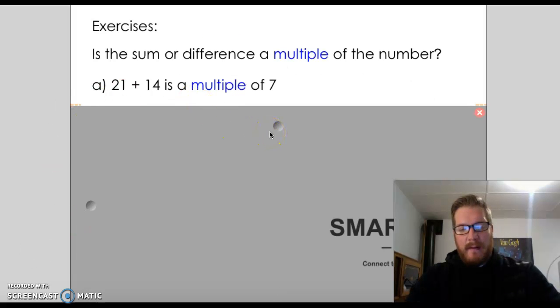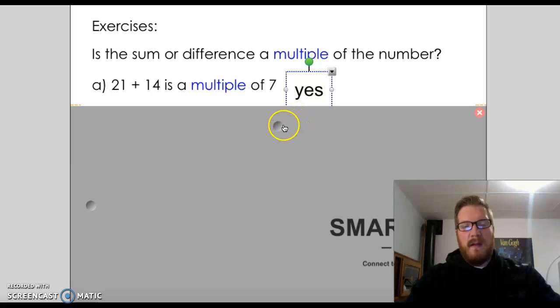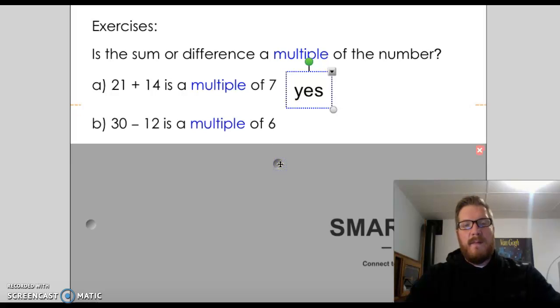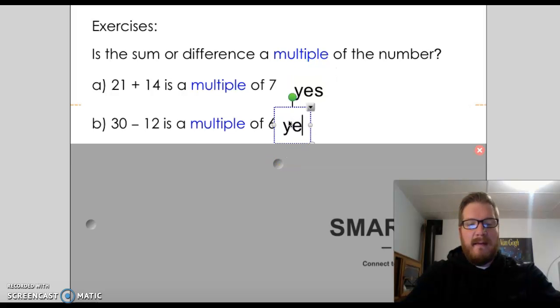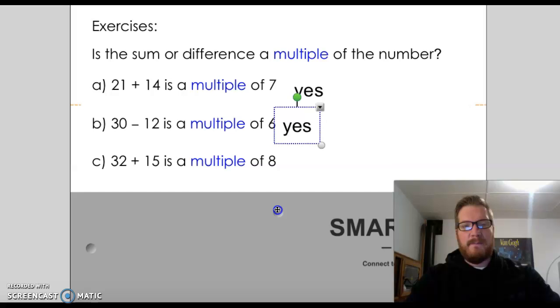So we can use that concept to quickly figure out if a sum or difference is going to be a multiple of a number. And so here we're trying to figure out multiples of 7. I know that 21 is a multiple of 7, and I know that 14 is a multiple of 7. So because those two are multiples of 7, then I know that whatever number this equals, and it happens to be 35, that yes, that's going to be a multiple of 7. If I move on to 30 minus 12, I'm trying to find multiples of 6. I know that 30 is a multiple of 6. I know that 12 is a multiple of 6. So then I can say that, yes, that's going to give me another multiple of 6.